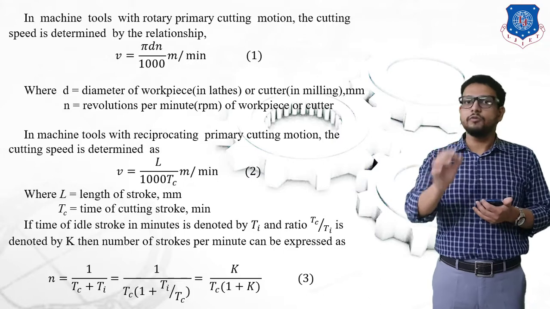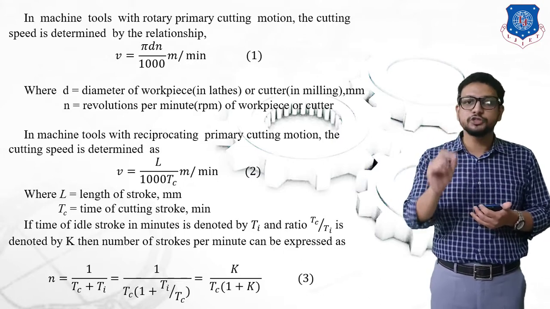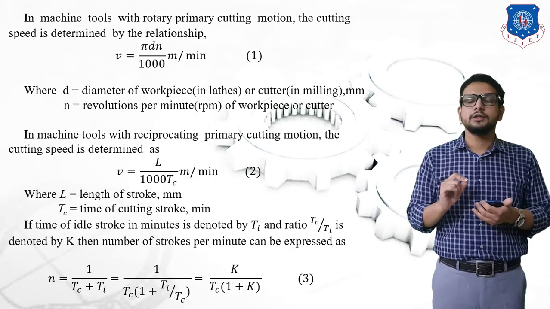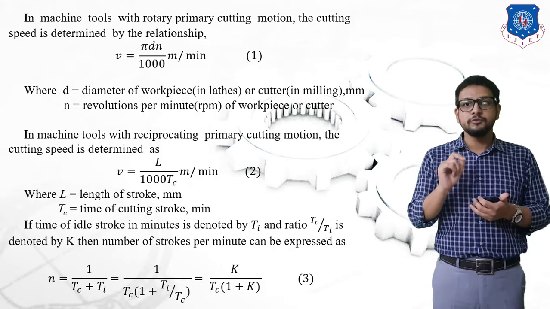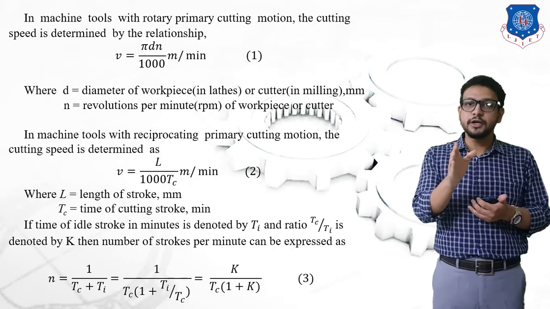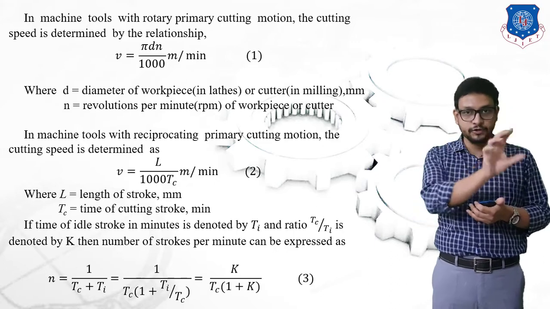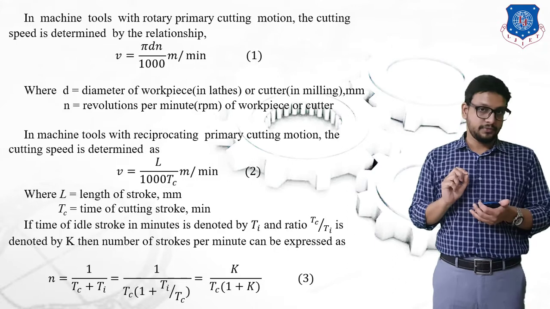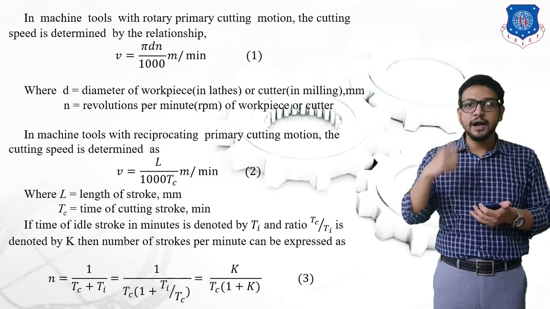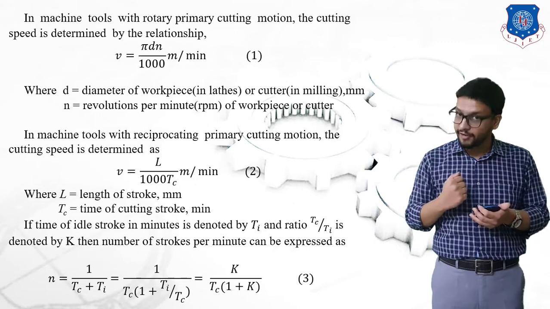It is very obvious that in 1 revolution per minute of the output shaft of a gearbox, the number of cutting strokes will be 1, right? Which means the number of revolutions per minute will be equal to the number of cutting strokes per minute. Okay, this is the first thing. The second thing is, the total time taken for performing a cutting stroke will be how much? You would say it is the summation of Ti plus Tc, right?